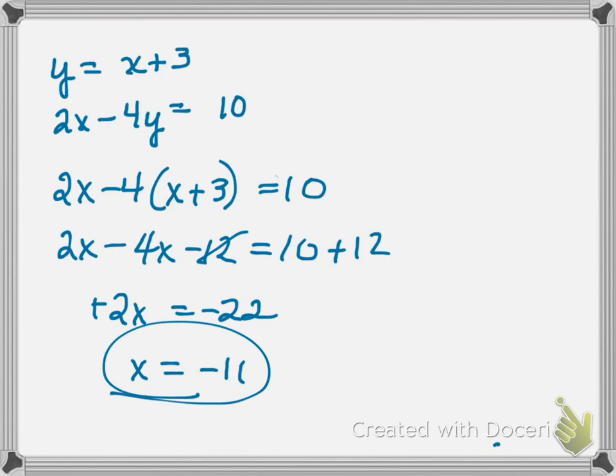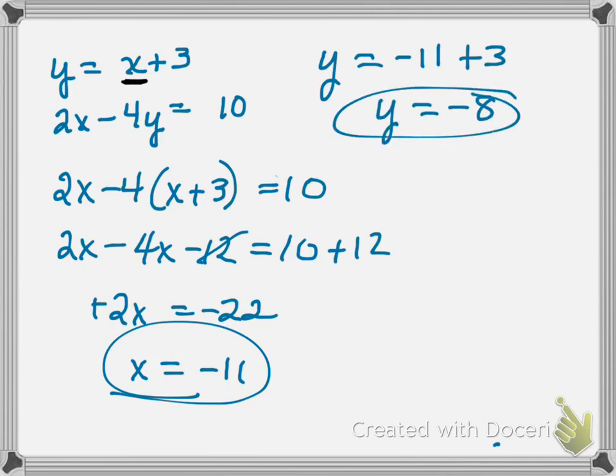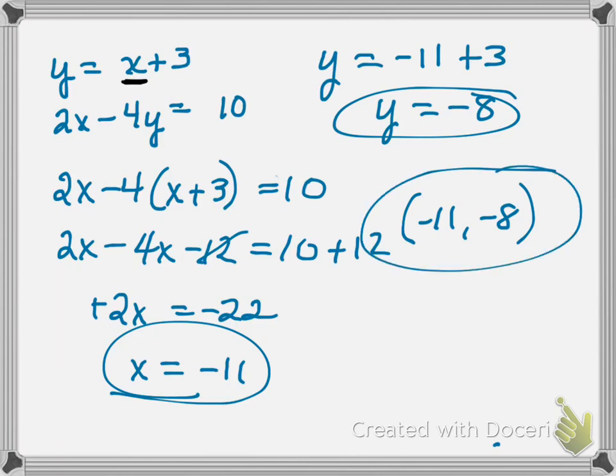Now I want to take that, go back here and plug that in for the easiest x I can find. So y is equal to negative 11 plus 3. So y is going to be a negative 8. So my point of intersection, if I were to graph these two lines, would be at negative 11, negative 8. And that would be your answer.